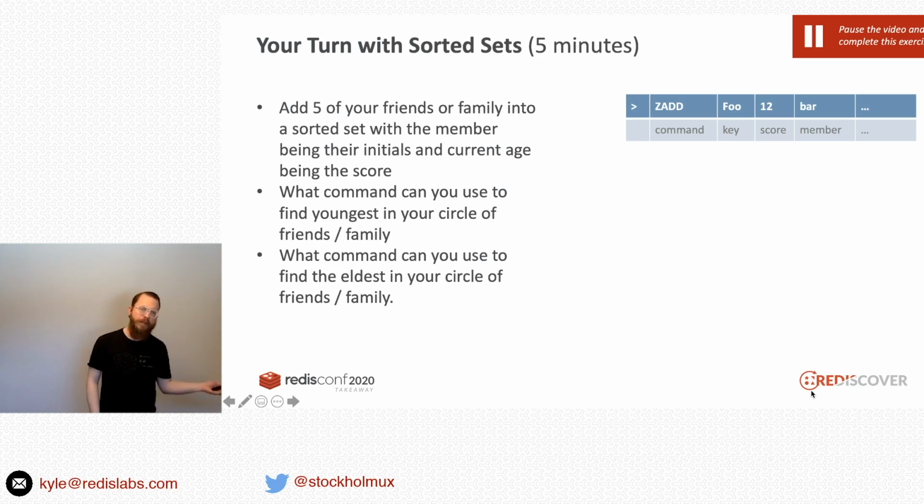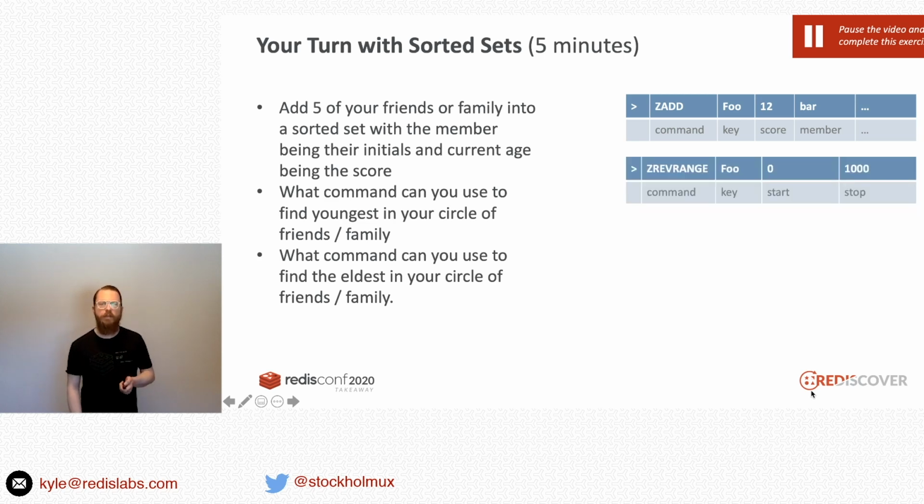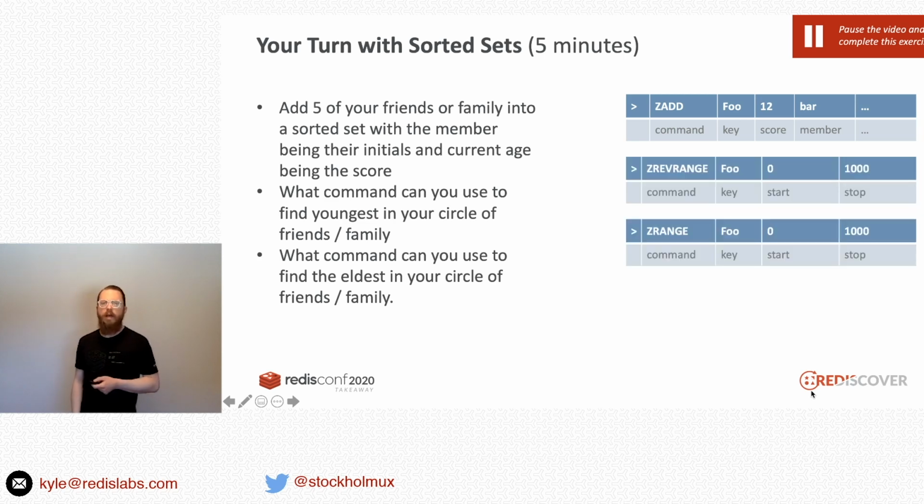So it's your turn now. Add 5 of your family or friends into the sorted set with their initials being the member and their current age being the score. Find the commands you can use to actually find the youngest and then the oldest in your family. So go ahead and look at this. We have the cheat sheet right here. So pause your video and then we'll come back in just a moment and discuss what they actually mean.